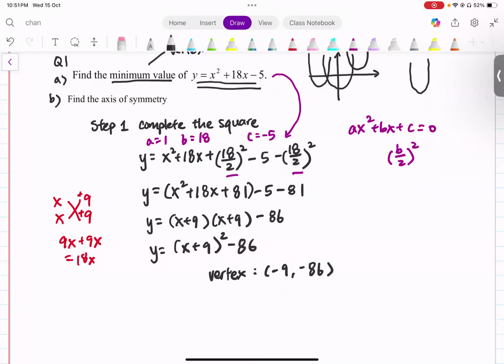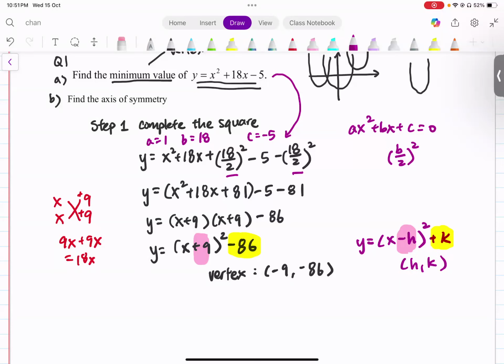So let me write down the general equation for the vertex. y equals x minus h squared plus k. And the vertex in this case would be h and k. So you see negative h, we have positive 9. So I need to put a negative 9 in here. And for the k part, it is negative, so I keep it as negative. Okay.